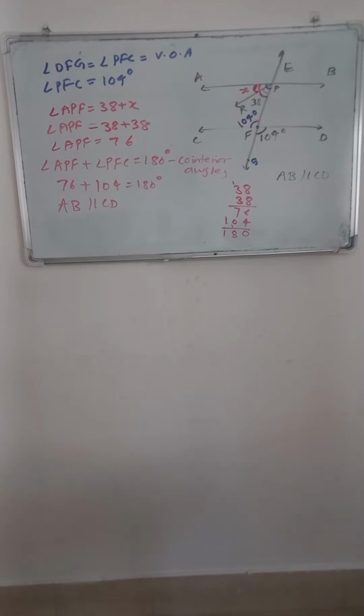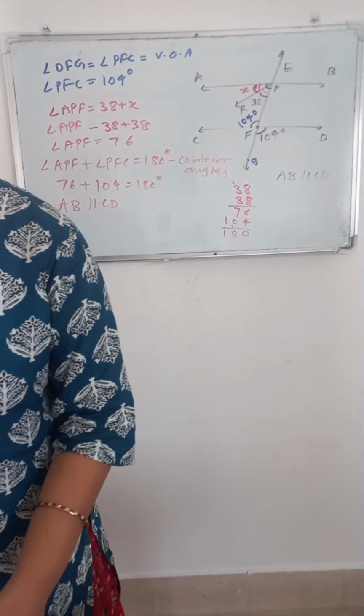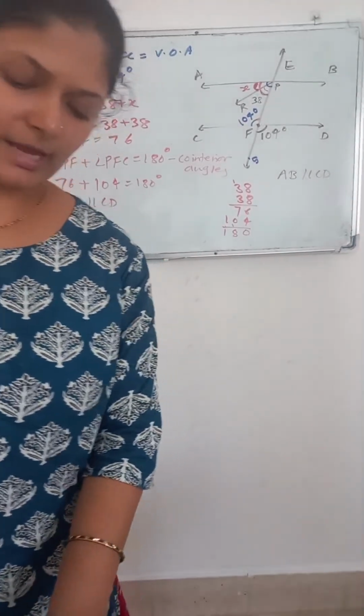If angle A minus B is equal to 80 degrees, find the values of A and B. Okay, I will repeat one more time. Here in the given figure, angle AOC and angle BOC form a line, and A minus B is nothing but 80 degrees. Find the values for A and B.